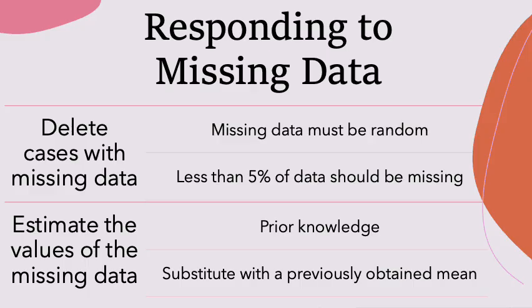Another approach to responding to missing data is to estimate the data values for the missing data and use the estimates in your analysis. Estimating the missing data points can introduce bias into your sample, but it is a useful alternative to deletion when the sample is small. While there are many methods that can be used to estimate missing data, we will discuss the two most common: using prior knowledge or substituting with means.